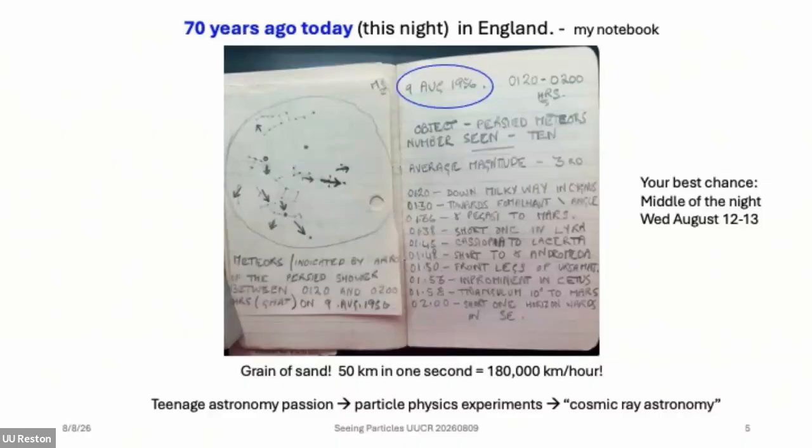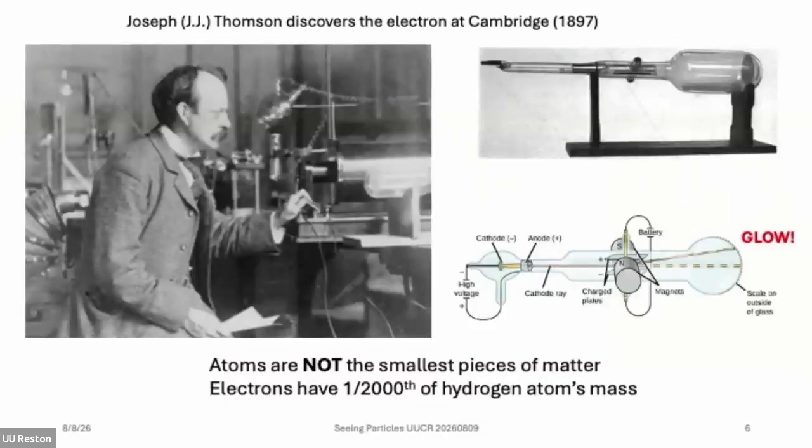So I started as a teenage astronomy passion. Here I was out in the middle of the night looking for Perseid meteors. And then when I finished school, I did a bachelor's degree in physics and decided to go into particle physics, because I realized I could always enjoy astronomy and be a professional particle physicist, but the other way around might not work so well. But in the end, I ended up doing some cosmic ray astronomy that I will mention towards the end of the talk. So, coming back to particles now.